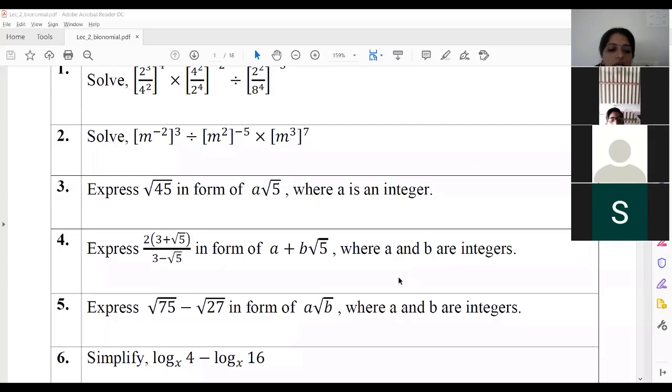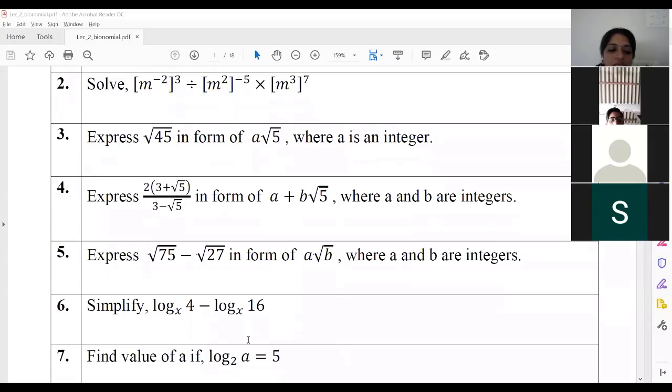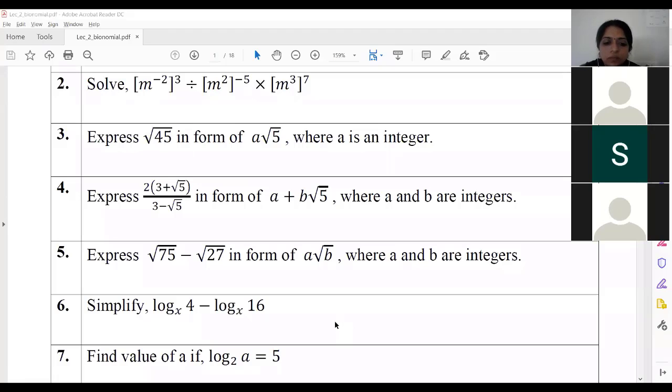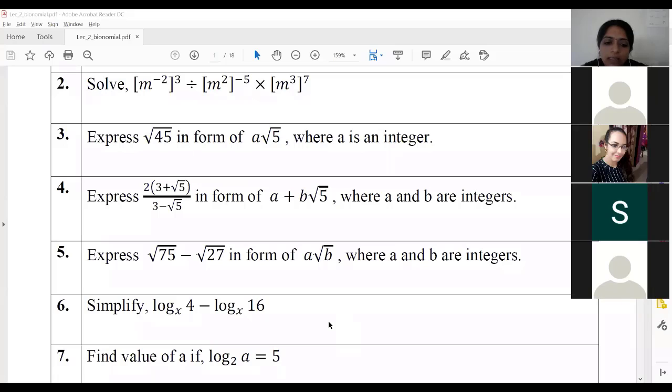Yes. Give me the answer of question 6. Log x 4 minus log x 16. Log x 1 by 4. Very good, log 4 upon log 16 is log x 1 by 4.